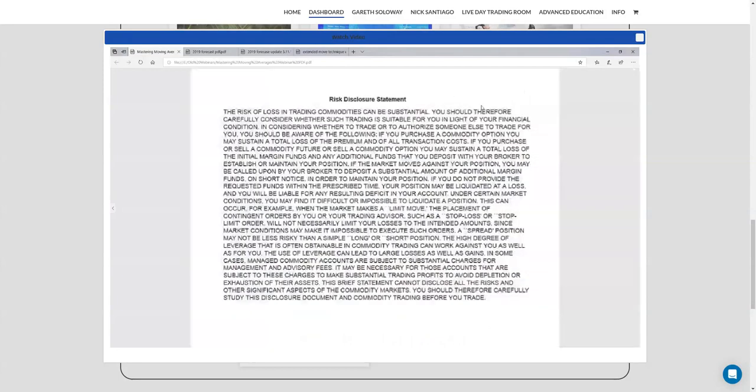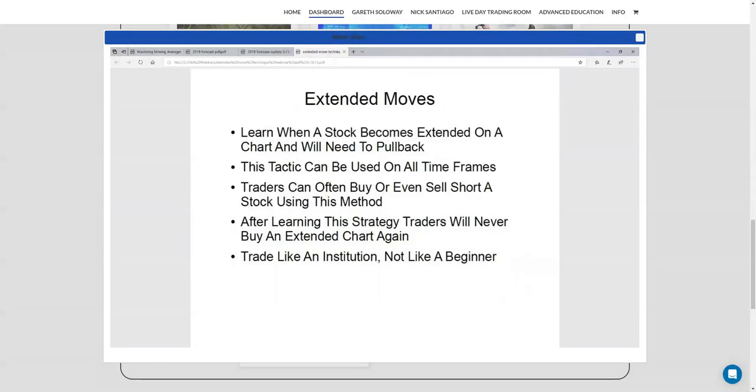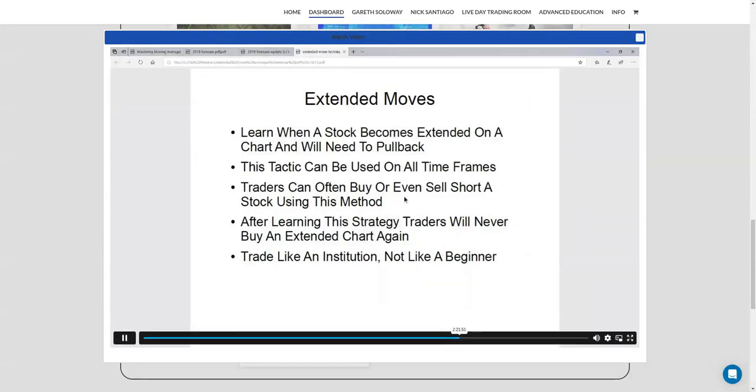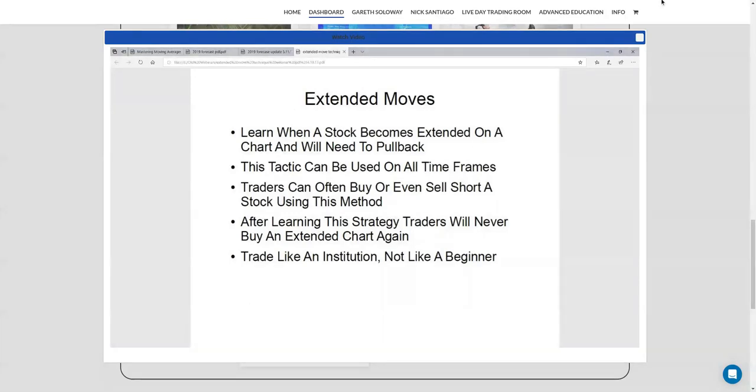All right. I want to get to extended moves. I know it's 9:30, but we're going to run a little bit late tonight, but hopefully nobody minds. We're going to at least go another hour here. Okay. Got a lot to get through, but I want to talk about extended moves.